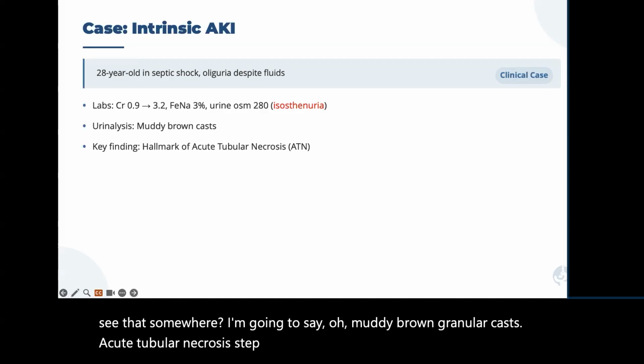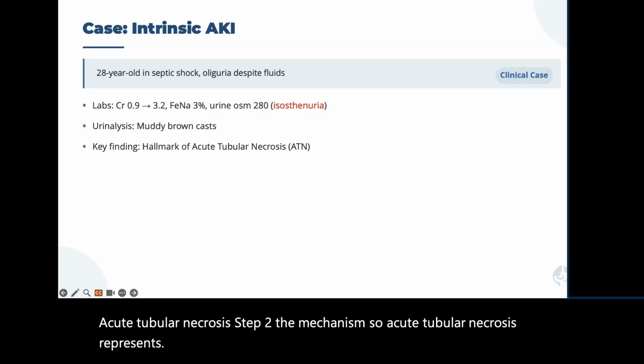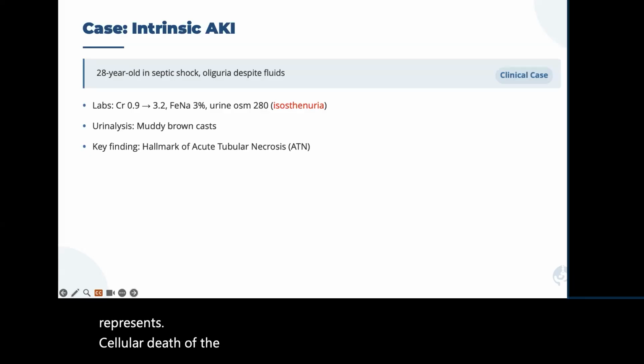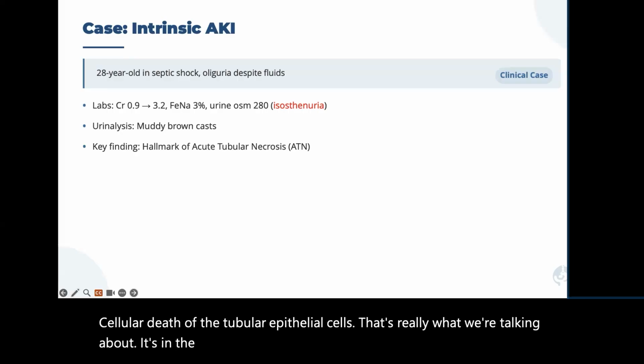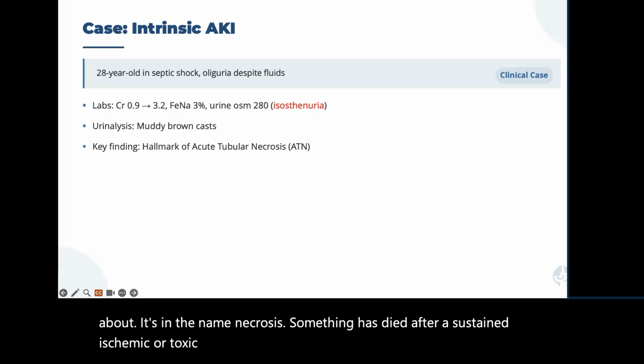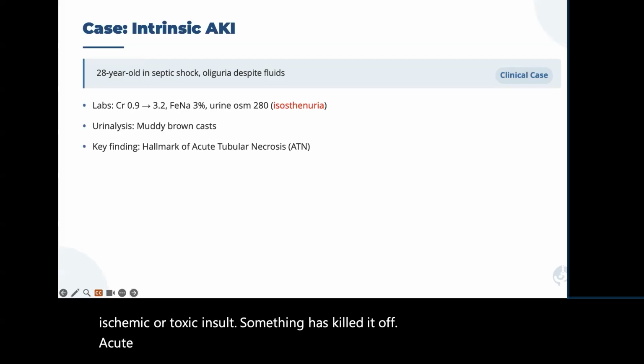Step two. The mechanism. So acute tubular necrosis represents cellular death of the tubular epithelial cells. That's really what we're talking about. It's in the name, necrosis. Something has died after a sustained ischemic or toxic insult. Something has killed it off. Acute tubular necrosis, something has died.